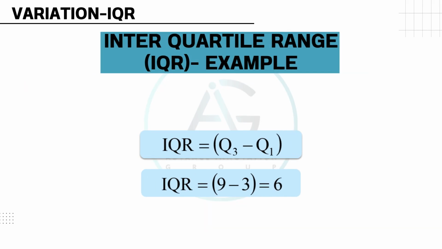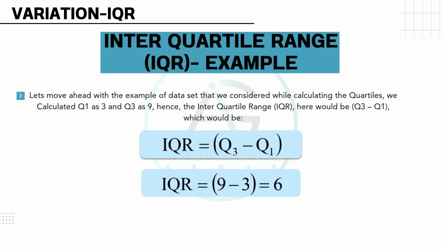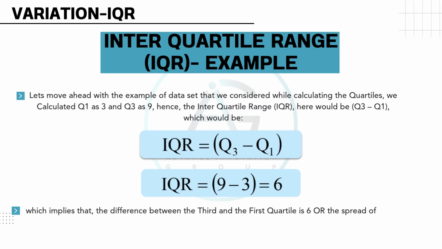Interquartile range, IQR, example. Let's move ahead with the example of the data set that we considered while calculating the quartiles. We calculated Q1 as 3 and Q3 as 9, hence the interquartile range, IQR, would be Q3 minus Q1. IQR equals 9 minus 3 equals 6, which implies that the difference between the third and the first quartile is 6, or the spread of the mid 50% data is 6.